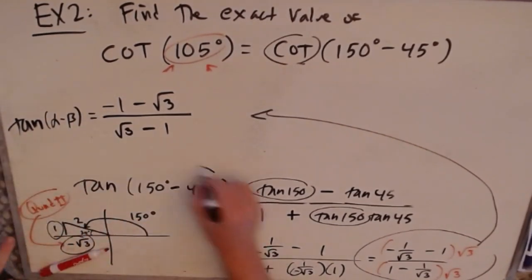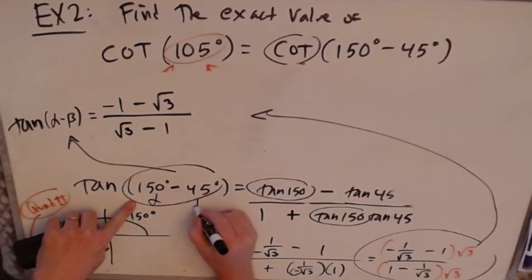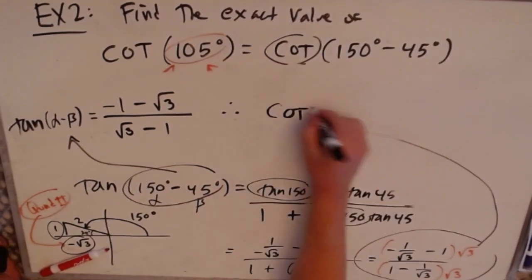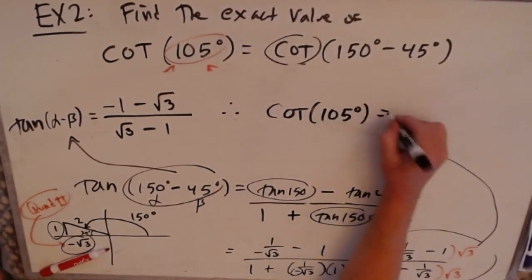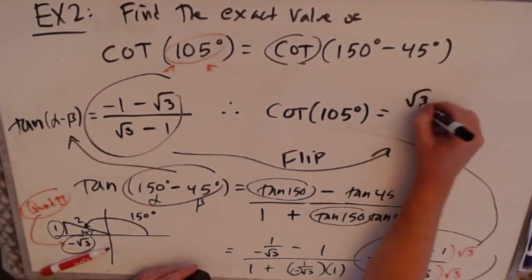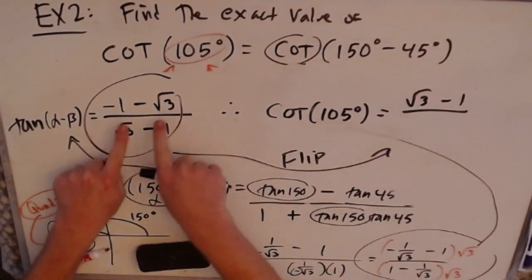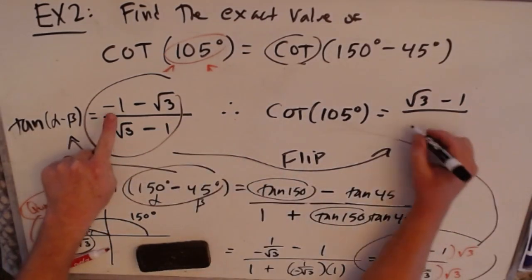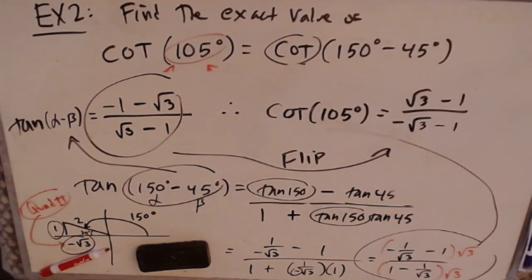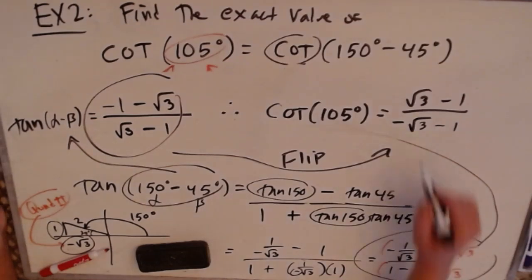Alpha and beta are here. Yeah. So alpha and there's beta. Okay, so therefore, cotangent of 105 degrees is the reciprocal of this. So it's going to be root 3 minus 1. Now, I could keep this as negative 1 minus root 3, but I like to write it this way. That way, it kind of has some sort of symmetry there. This is the final answer.